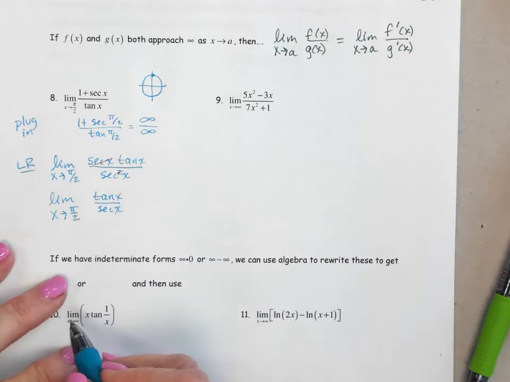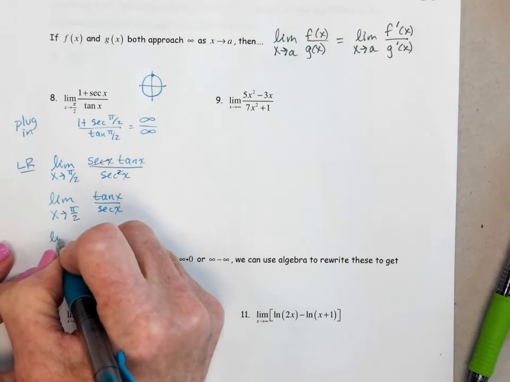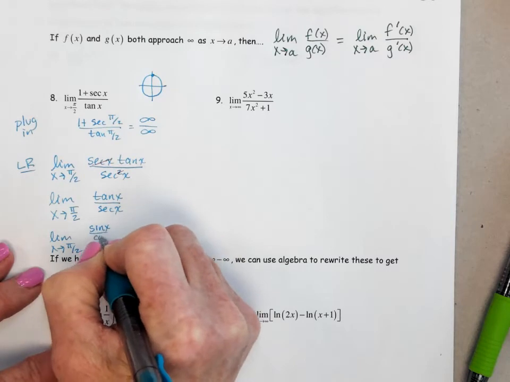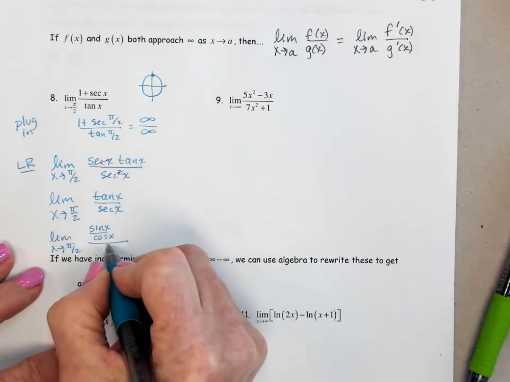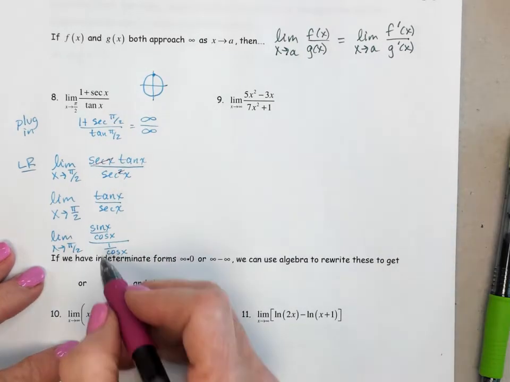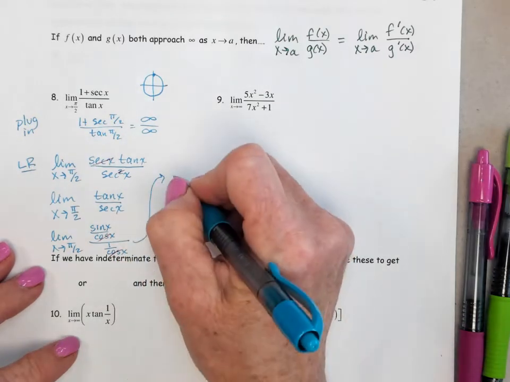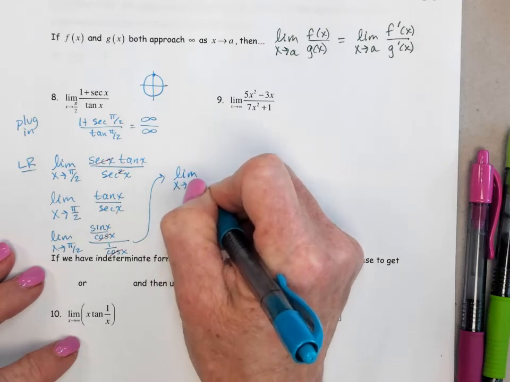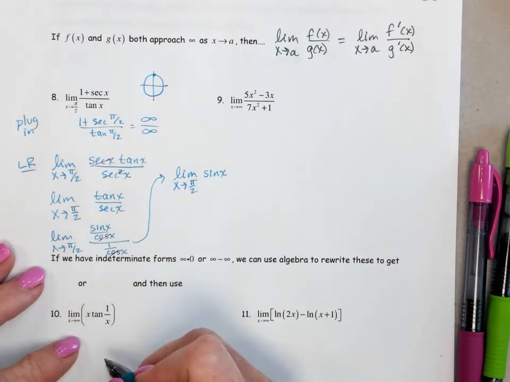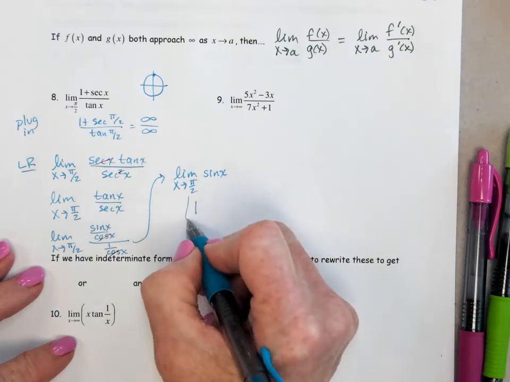Let's see if we can simplify that a bit. Tangent is sine over cosine, over secant, which is 1 over cosine. Hey, what happens here? The cosines divide out. And this all simplifies down to be the limit as x approaches pi over 2 of sine x, which is 1. We can sub in now and we get 1. And there we go.